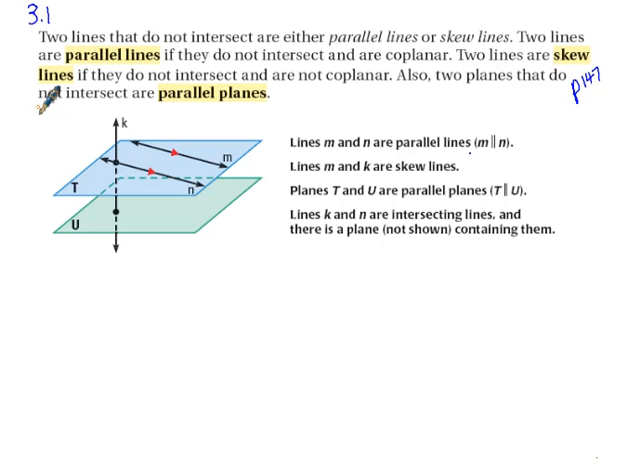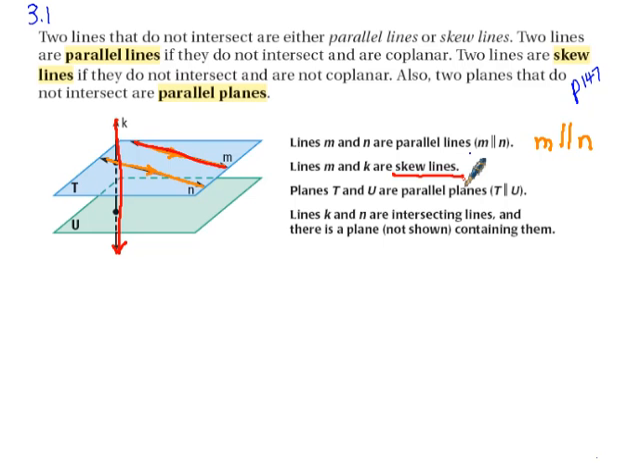In this example, lines m and n, this line and this line, are parallel lines. That's indicated by an arrow on each line, and in shorthand notation you would say m parallel to n. And those are small lowercase m and n. Lines m and k in this diagram are skew lines. So line m and line k will never intersect, but they're not in the same plane, so we call those skew lines.